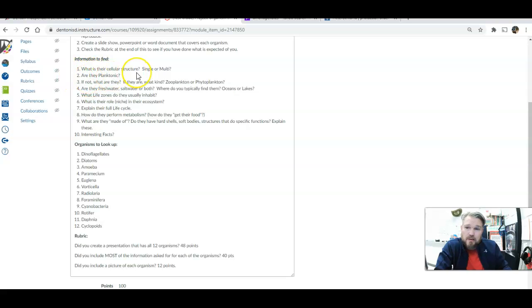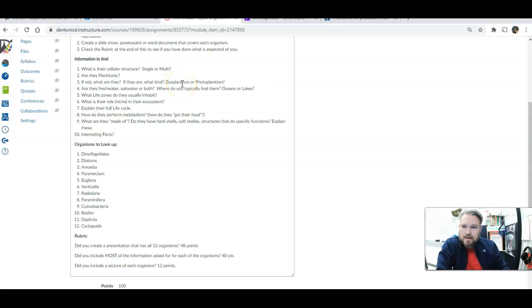Anyway, are they planktonic? Most of these are going to be planktonic. I'll just help you out. Planktonic means it cannot swim against currents. Most of these just drift about in the oceans and lakes, and whatever current is going on in the lake, that's how they move from one location to another. If not, what are they? And if they are planktonic, which most of them are, I want to know if they are zooplankton or phytoplankton.